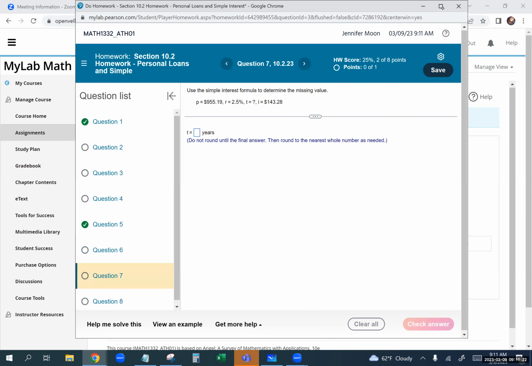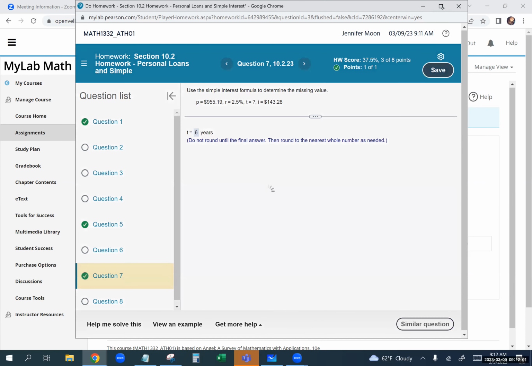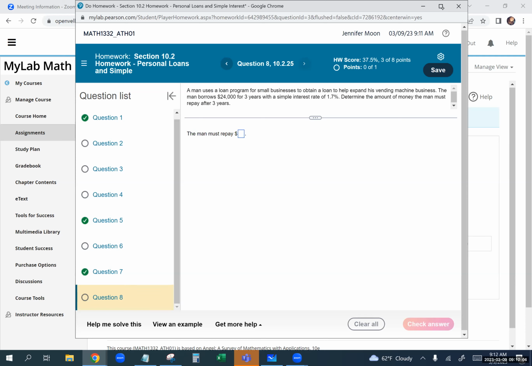Time. I don't see them doing one that's insane like we had to do before. Time is I over P times R. So I is 143.28, principal 955, open 0.025, close, 6.00125656, whatever, right? Before, we had a tiny decimal or a small number, and we had to figure out what percent of a year that was. This one actually does say 6 as the whole number, so you just round it to that because it's 6.00. So it's not going to give y'all one like we did.